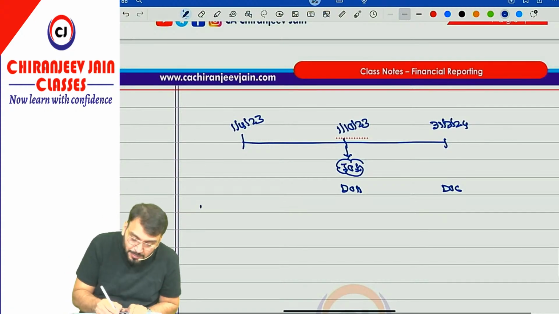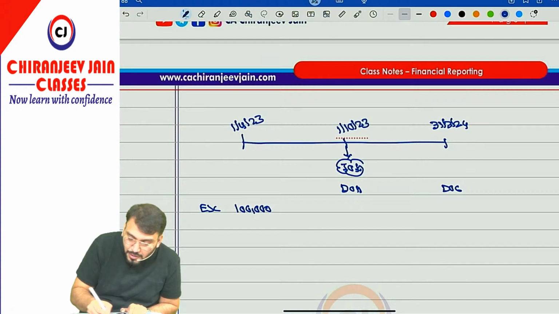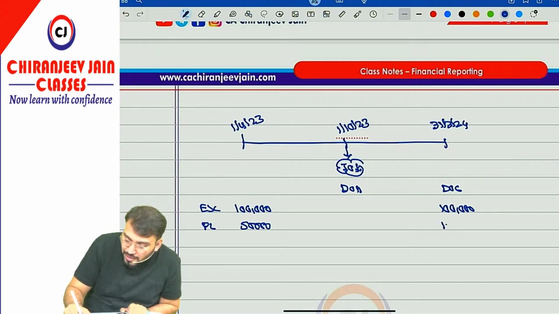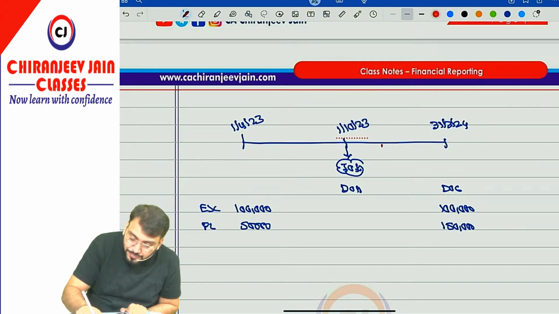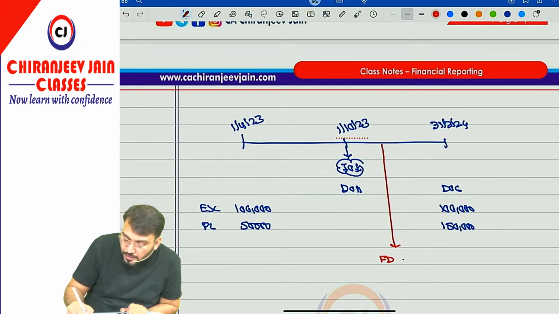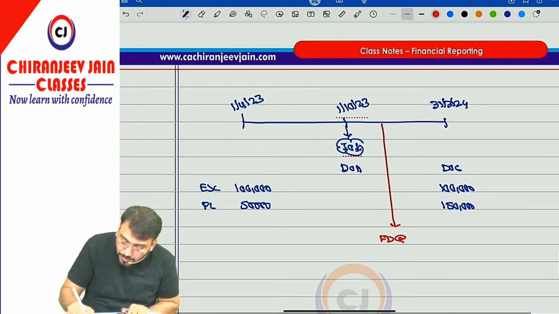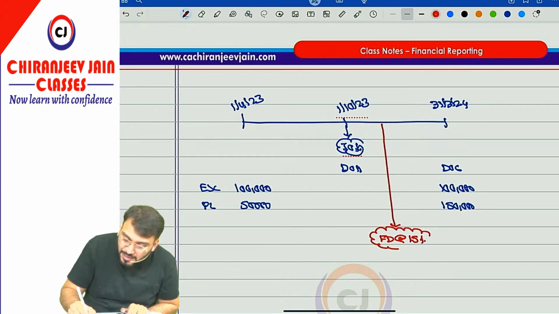Chalega. Now they have given equity share capital. Suppose 1 lakh here, and 1 lakh here. Understood? And they have given PL. How much they have given PL? 50,000 and 1,50,000. Understood? And the question says that during the year, after the date of acquisition, final dividend at the rate of 15% was declared by the subsidiary company.